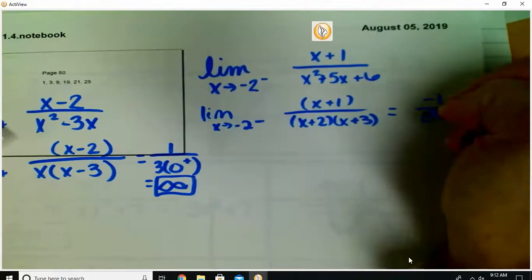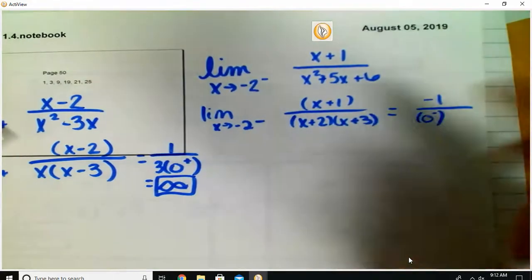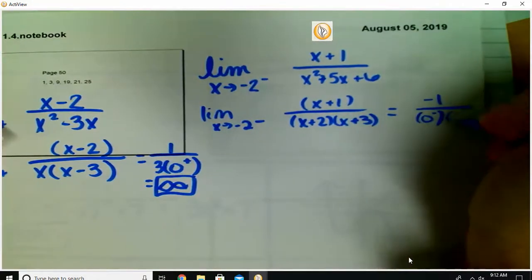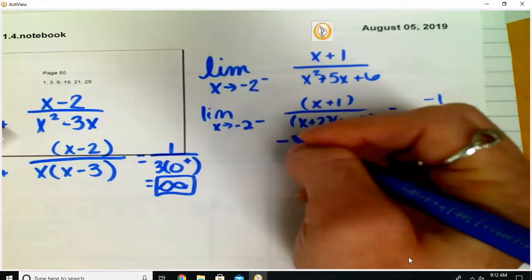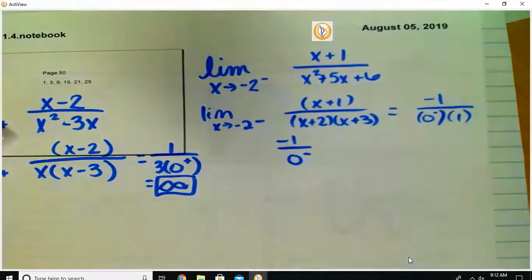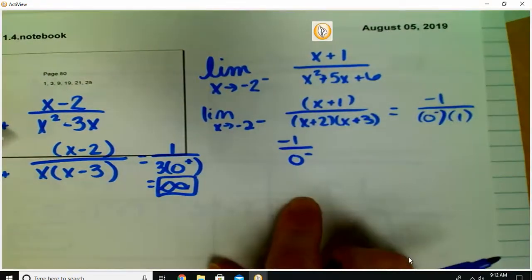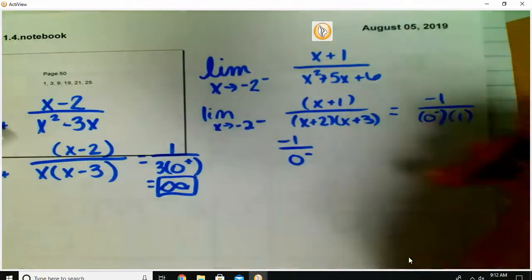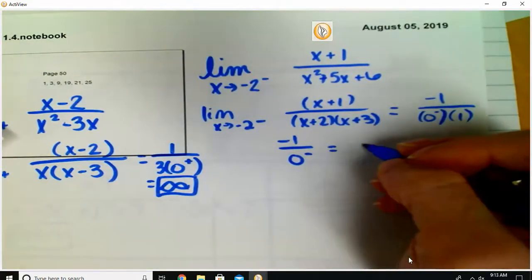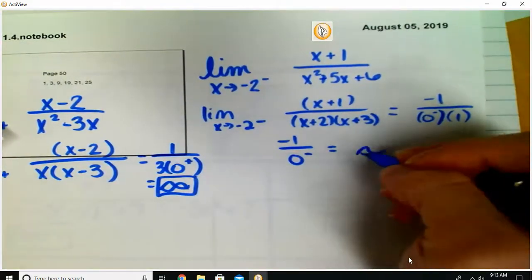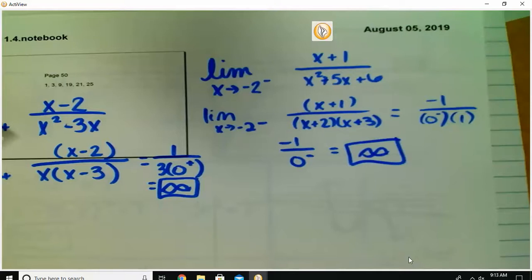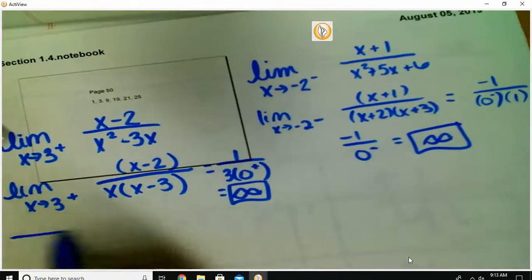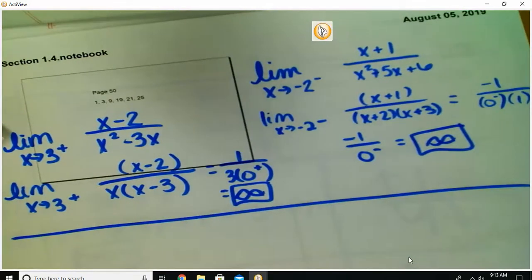So we're approaching 0 from the negative. -2 plus 3 is a positive 1. So basically we have a -1 over 0 from the left. If you divide two negatives, your answer is positive, and a number over 0 always goes to infinity, so positive infinity is our answer. Is that one alright?